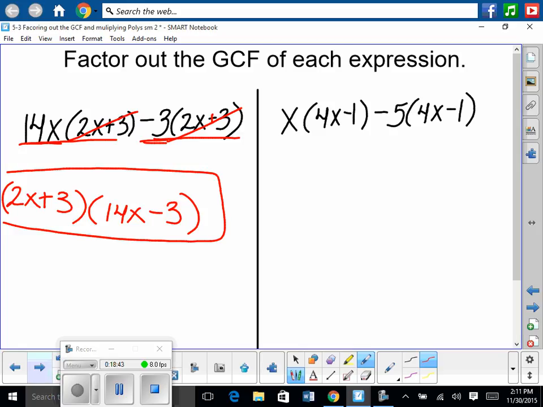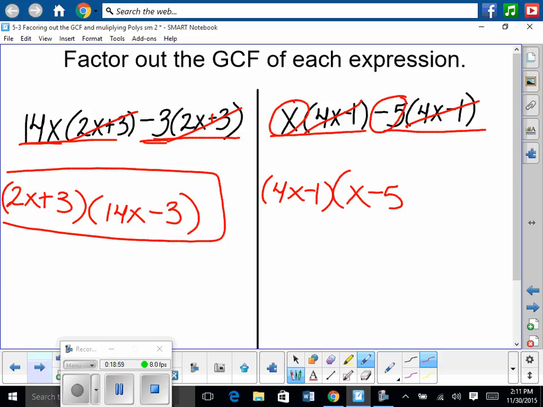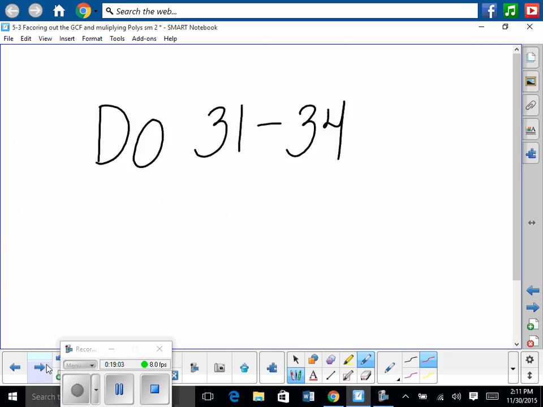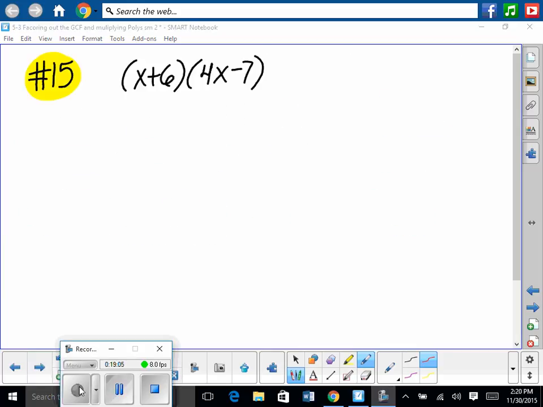One more? Yes. Okay. X times 4x minus 1 minus 5 times 4x minus 1. What's in common? 4x minus 1. So we divided it out. What's left in this term? X. What's left in this term? Minus 5. And we're done. Okay guys, do 31 through 34. Number 15. So if you've already done it, awesome.